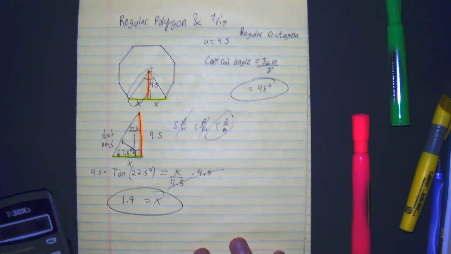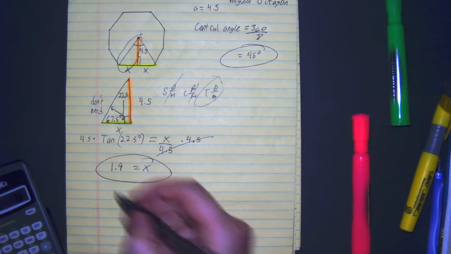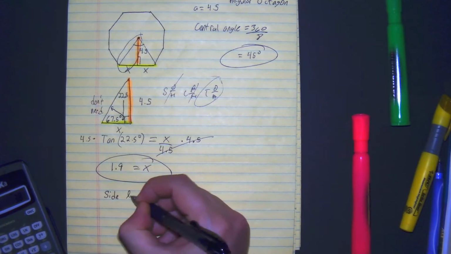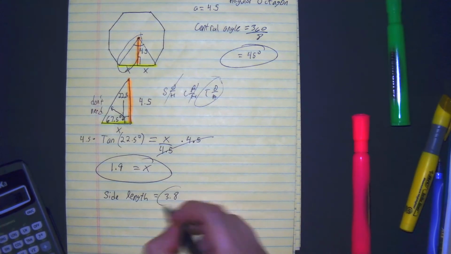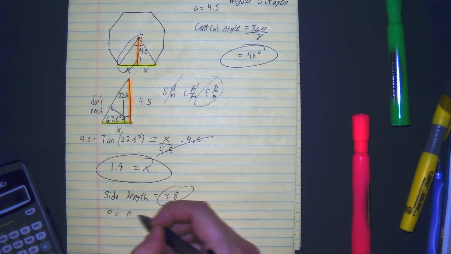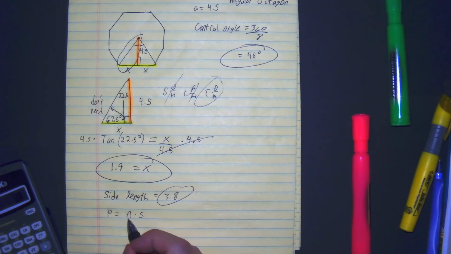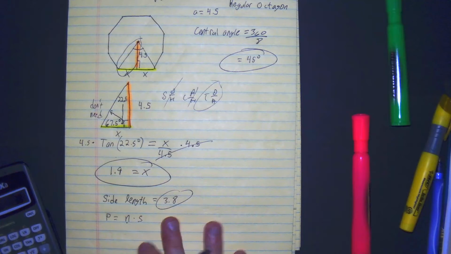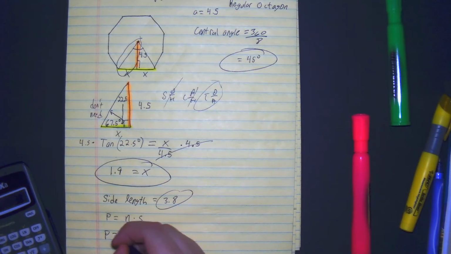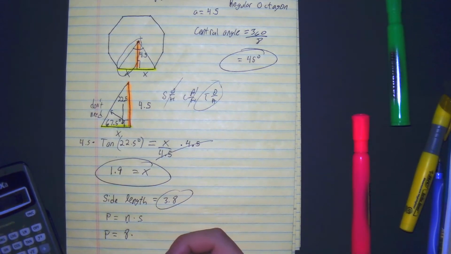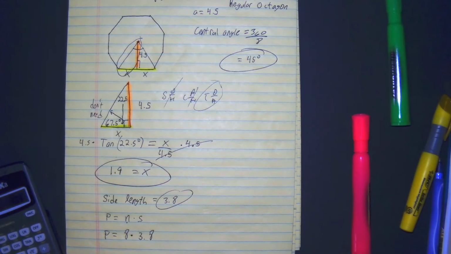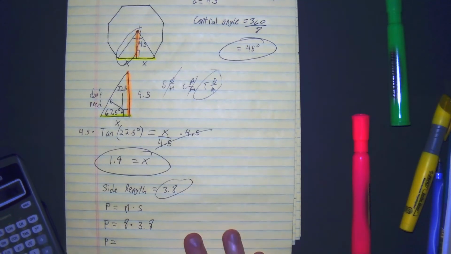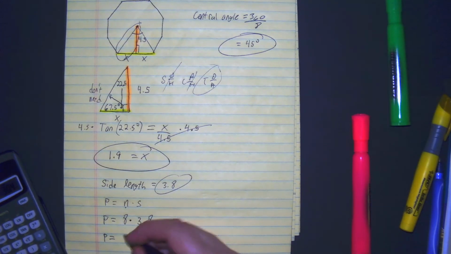So our side length is equal to 3.8. P is equal to N times S. N is 8, since it's a regular octagon. As you can see, we have 8 sides. Perimeter is equal to 8 times 3.8. The perimeter of this would be equal to 30.4 units.